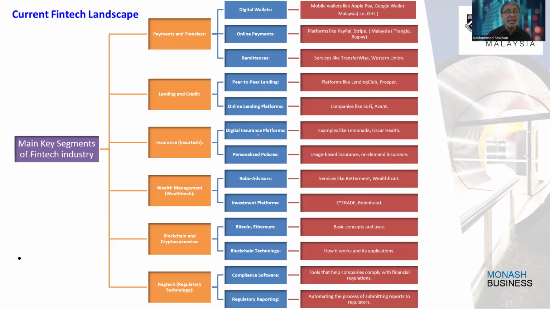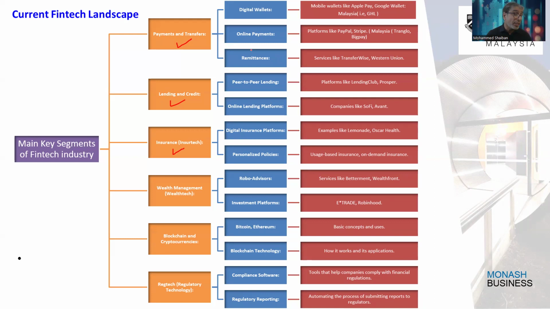How does the current fintech landscape look? This is actually the main thing. We have the payment system, we have lending, we have insurance, what you call InsurTech, we have wealth management, wealth tech, we have blockchain and cryptocurrencies, and we have RegTech. Now, under each of these, if you look at it from a bird's-eye view, under the payment system we have digital wallets, online payments, and remittance.